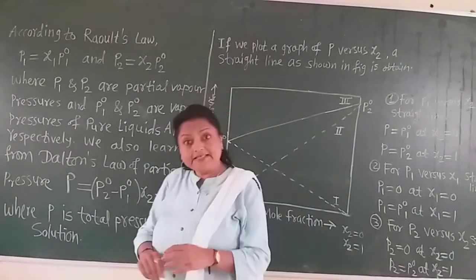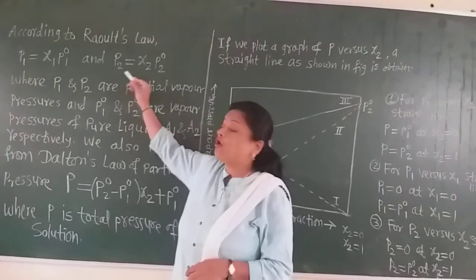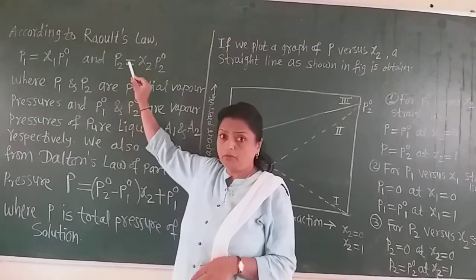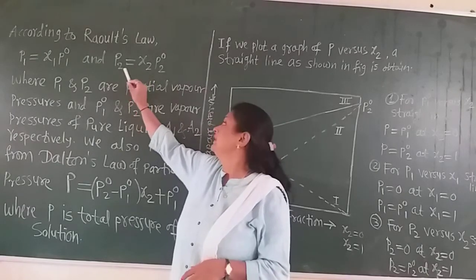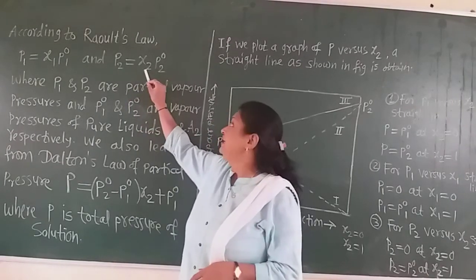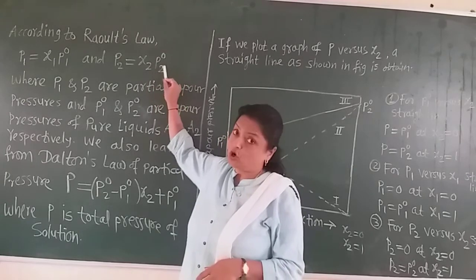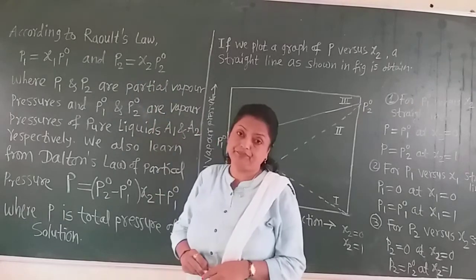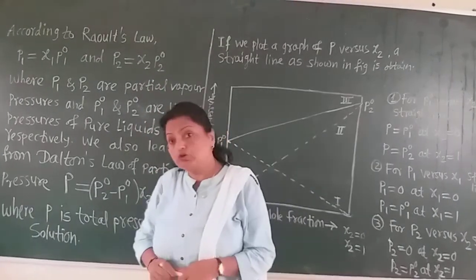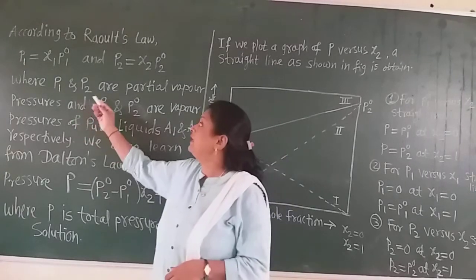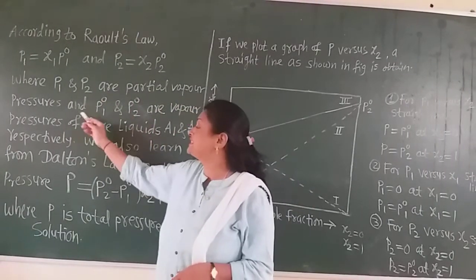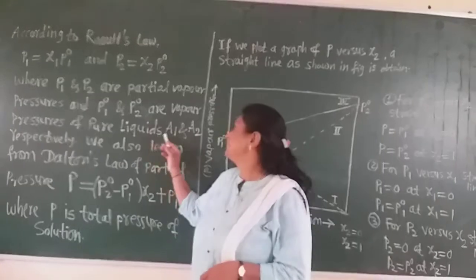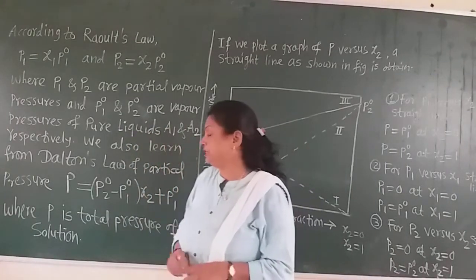Again, for the other component, according to Raoult's law, the partial vapor pressure of that component is equal to the multiplication of the vapor pressure of that pure component and its mole fraction. Now this is about Raoult's law. Here P1 and P2 are the partial vapor pressures, and P01 and P02 are the vapor pressures of pure liquids A1 and A2 respectively.